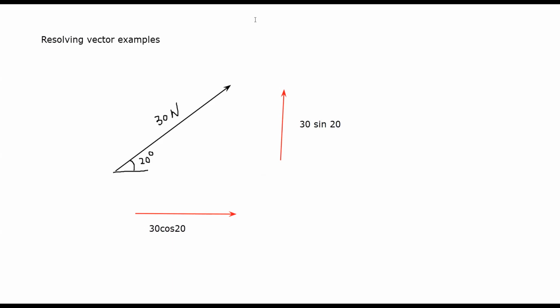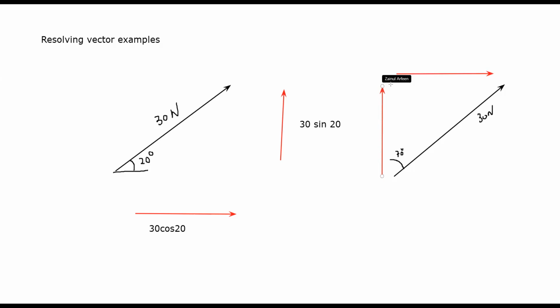But if the angle was different, for example, the same force of 30 Newton, but the angle, instead of being given with the horizontal, was given with the vertical. So this angle was given. It was making an angle of 70 degrees. So in this case, I need a horizontal component and I need a vertical component.